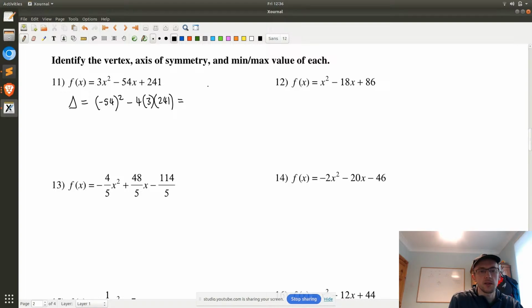What's 54 squared? That's 2,916. What's 12 times 241? 2,892, I believe. So a gap of 24. Okay, delta is 24. The vertex would be negative b over 2a, so 54 over 6, which is 9, comma, minus delta over 4a, so minus 24 over 12, so minus 2.